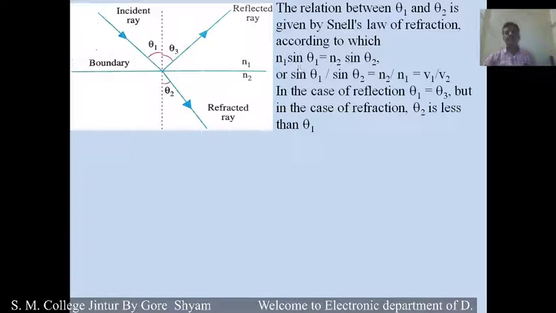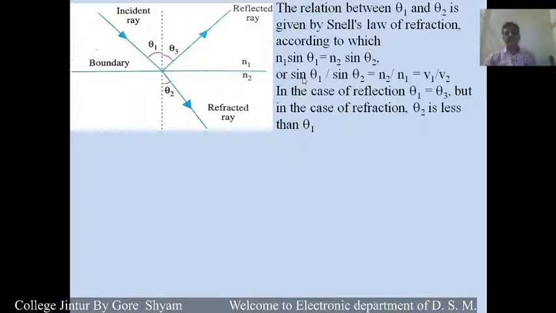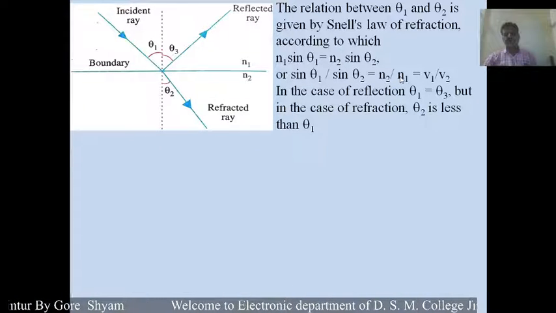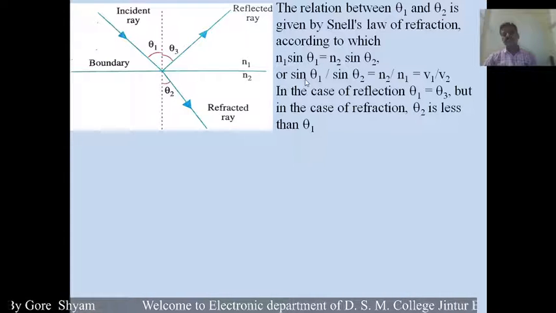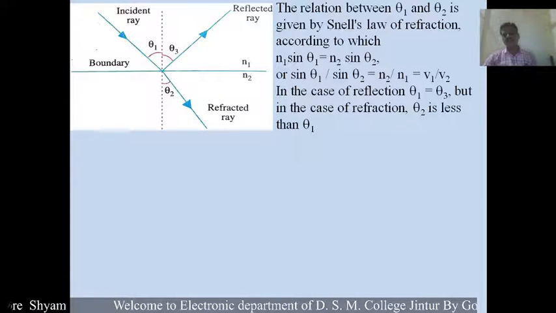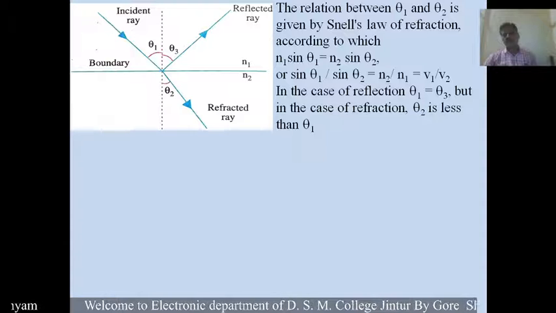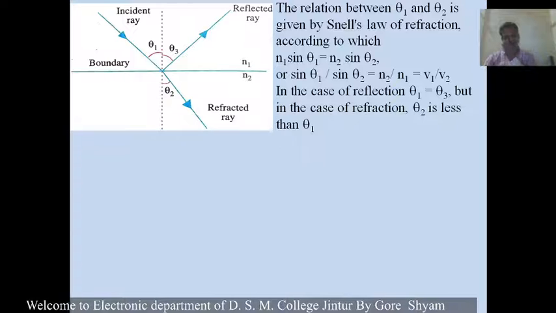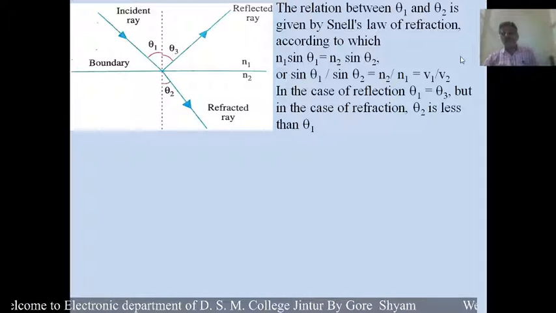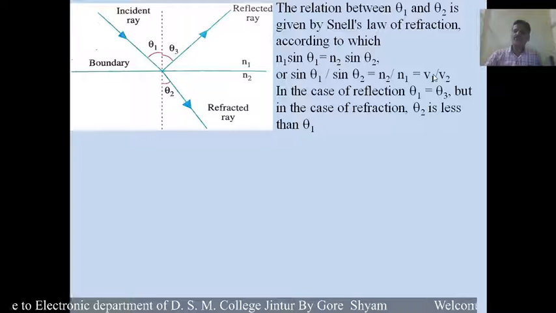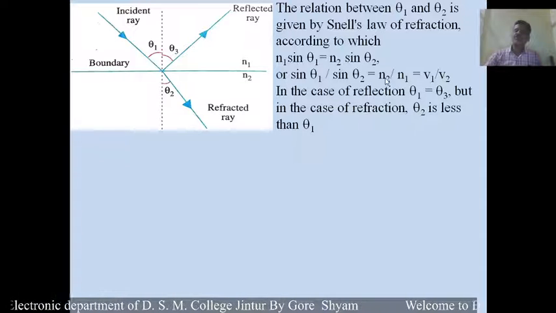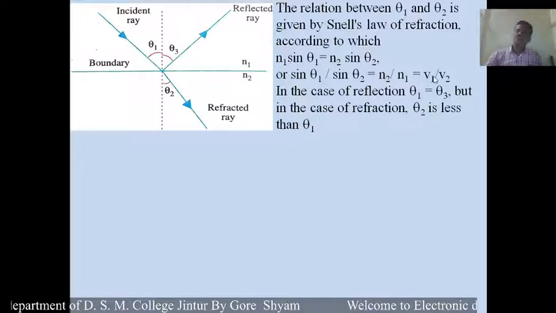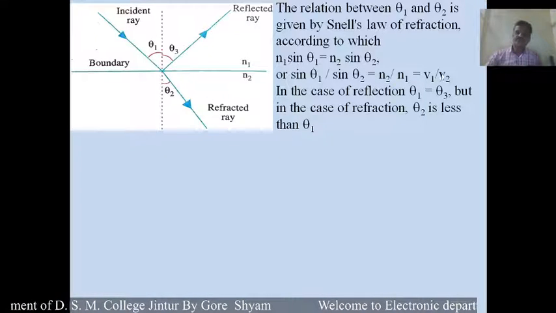Or we can write this equation like this: sin theta 1 divided by sin theta 2 is equal to n2 divided by n1. Therefore we can say that the ratio of the sine of theta 1 to the sine of theta 2 is equal to the ratio of n2 divided by n1, and this is equal to v1 divided by v2, because you know that the velocity depends upon the refractive index. Okay, so this is equal to v1 divided by v2.